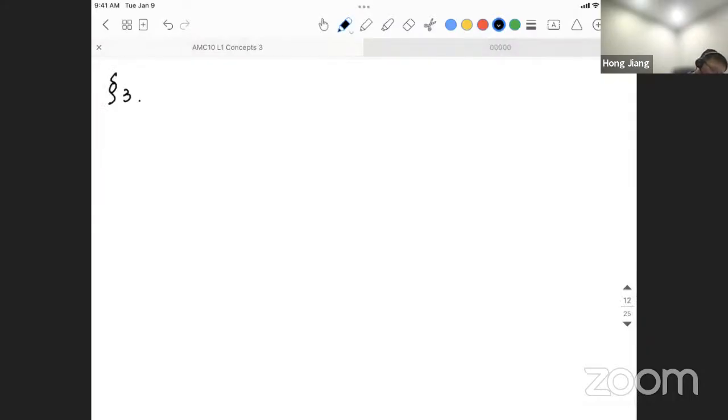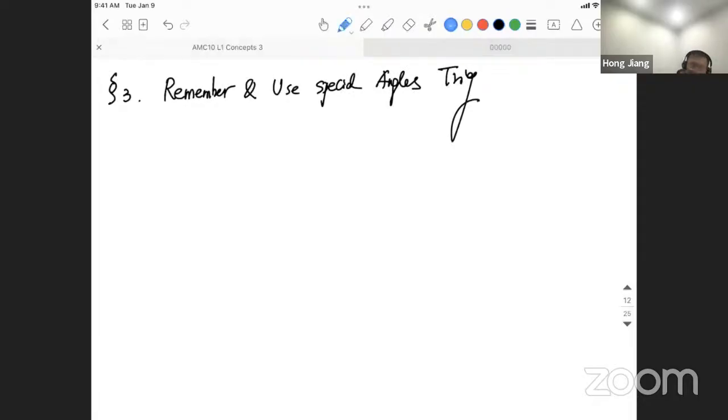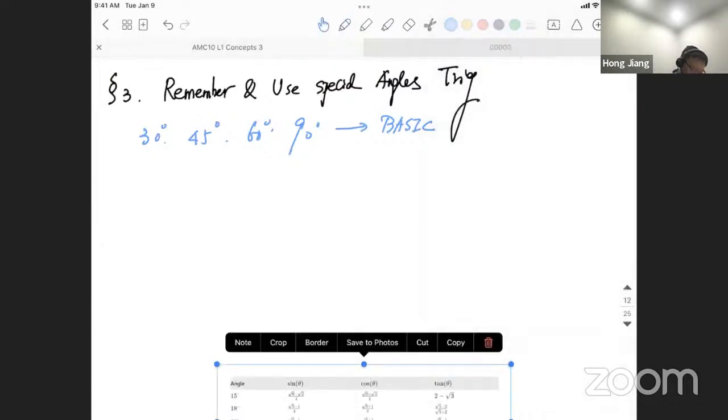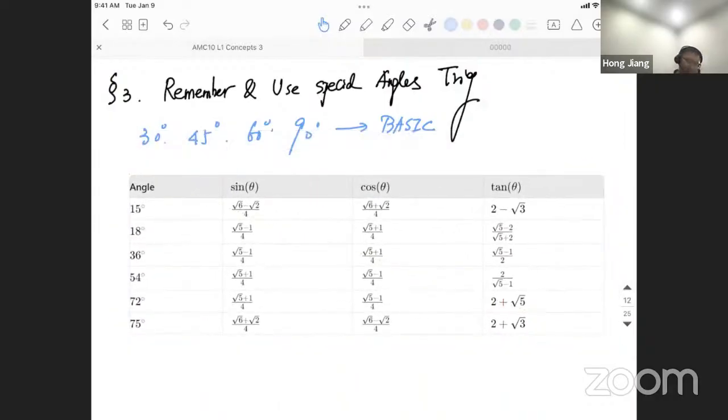In the third category, I'm going to talk about how to remember and use some special angles in trigonometry. Like I said, previously you know how to do 30, 45, 60, 90 in your day school. These are basic stuff. You have to know it. This is easy peasy. And on top of that, in my lecture, I always ask my students to remember the following as an extra. These are the angles I want you to remember: 15, 18, 36, 54, 72, 75.